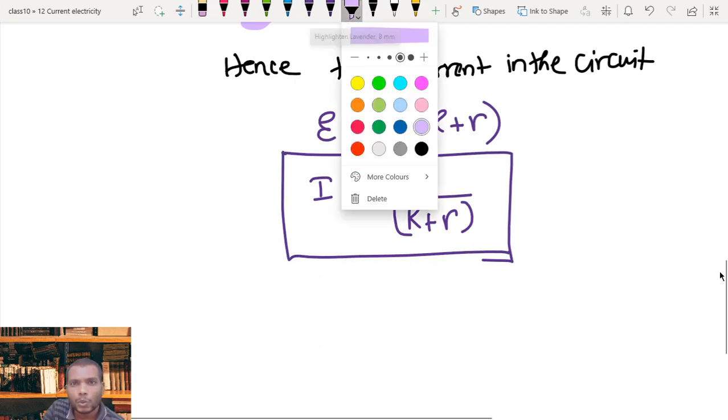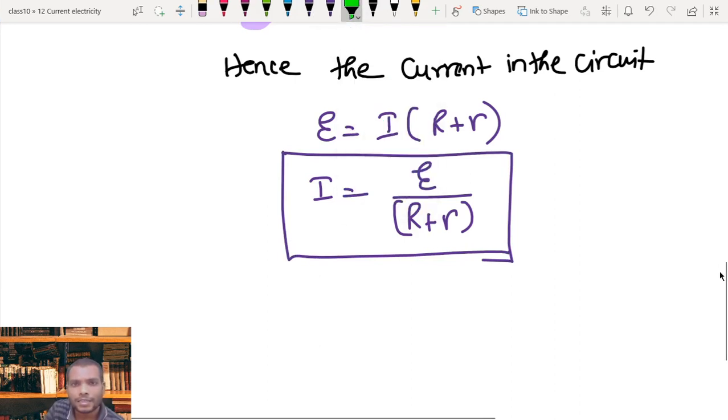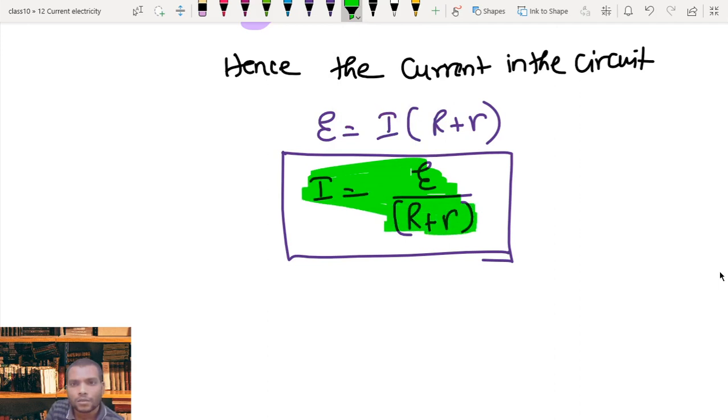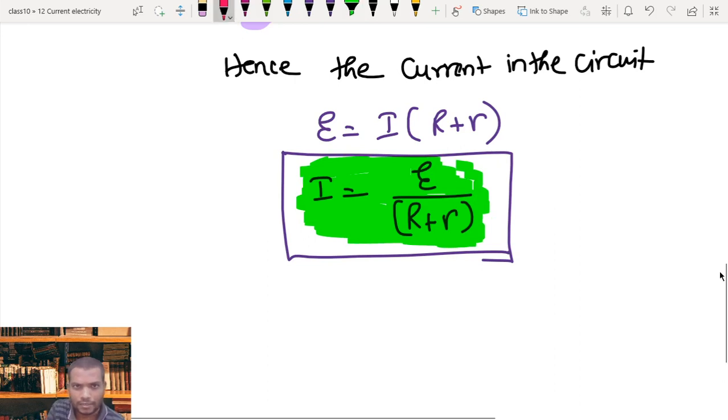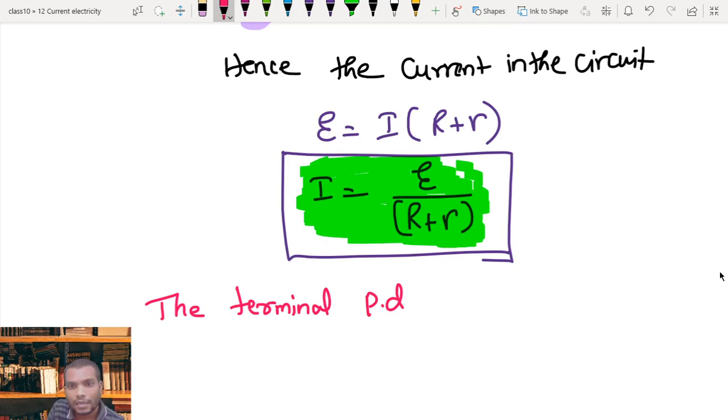So here we included the term, what is that? Internal resistance. So this is the relation between capital R, EMF and internal resistance along with current. Now the terminal potential difference of the cell is given by.